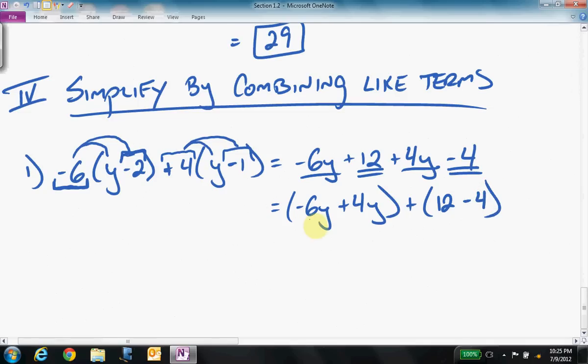And now I can start simplifying. Negative 6y plus 4y is going to give me negative 2y. 12 minus 4 is going to give me a positive 8. So my final answer here is negative 2y plus 8. Alright, let's do another.